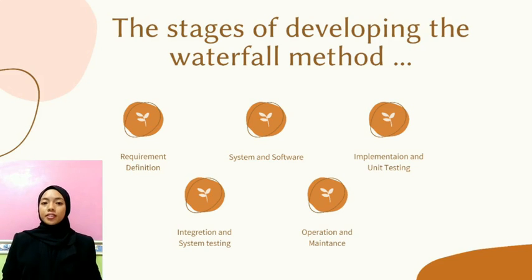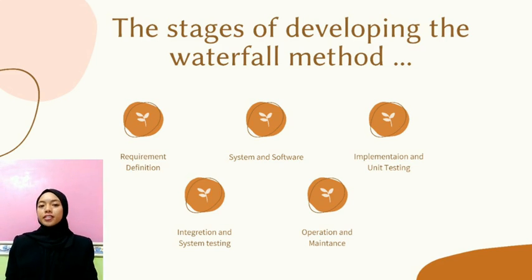Second, system and software design. At this stage, the developer designs a system based on the results of the previous stage. Which models will be used to design the system and the software? A. Unified Modeling Language or UML. B. Entity Relationship Diagram or ERD. C. Mock-ups.